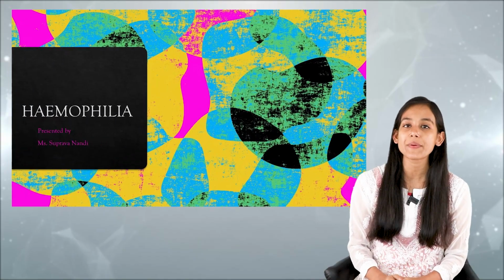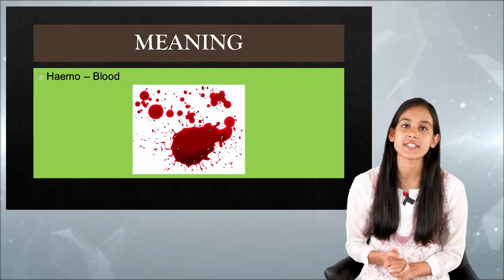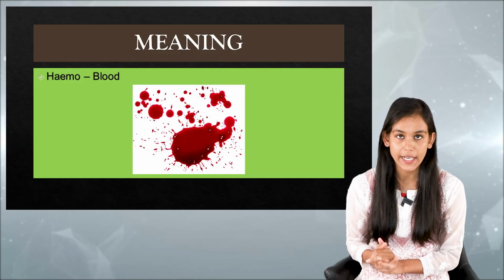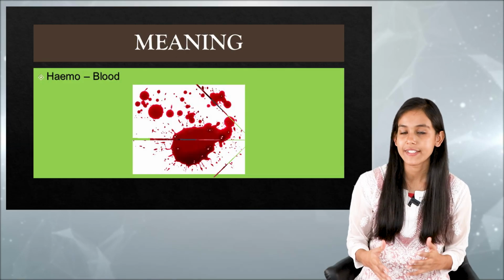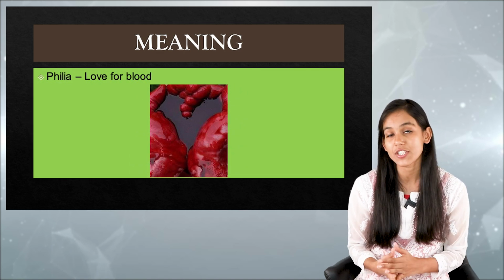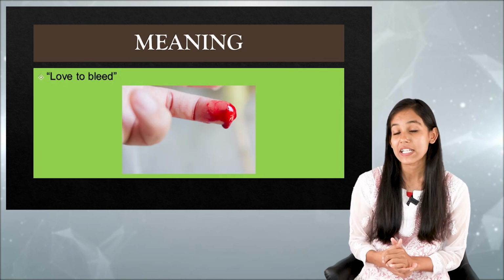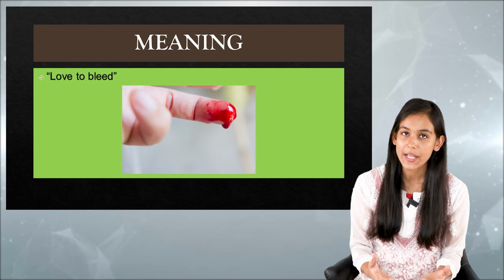In today's session, we will be dealing with hemophilia. So first, let us understand what we mean by the term hemophilia. The term hemophilia comes from two Greek words, that is hemo and philia. Now hemo means blood, that we all know, and philia means love or affection towards blood. So that means hemophilia means love or affection towards blood.